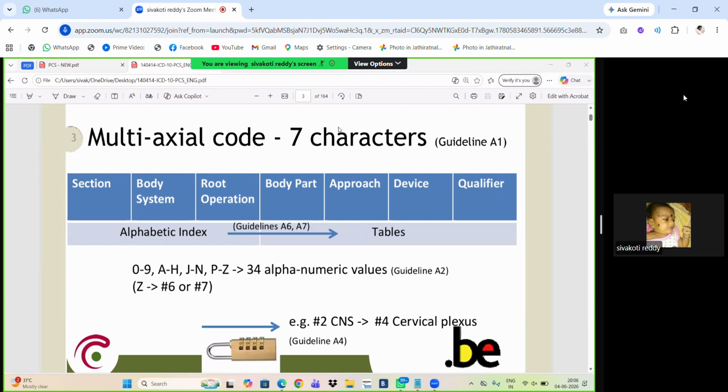So today onwards, we can discuss the ICD-10 PCS coding concept. In this ICD-10 PCS coding, you will get 2 to 3 case studies and 2 to 3 multiple choice questions. Okay, 2 to 3 case studies, 2 to 3 multiple choice questions.